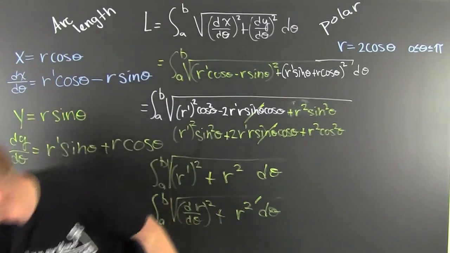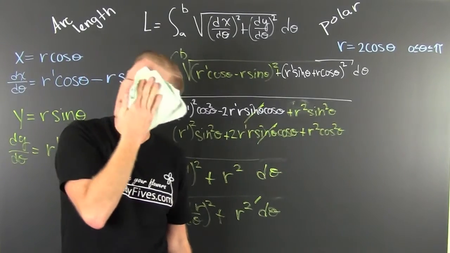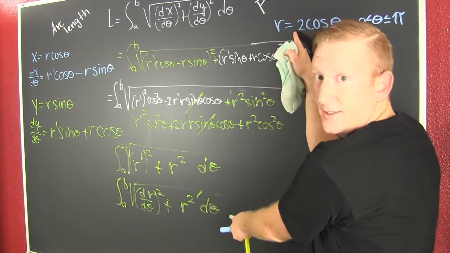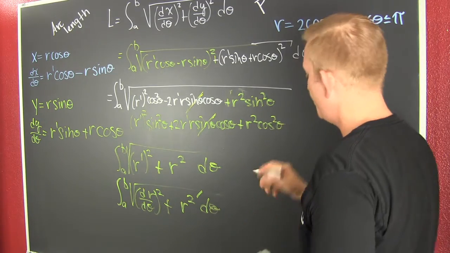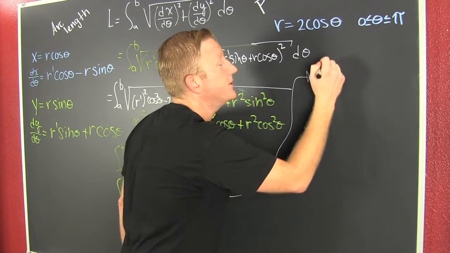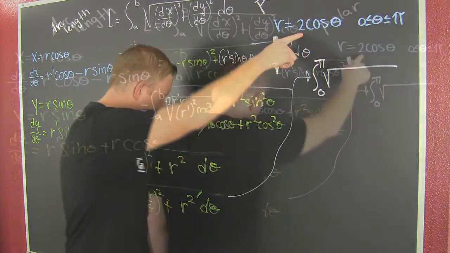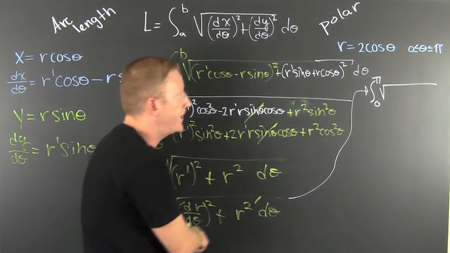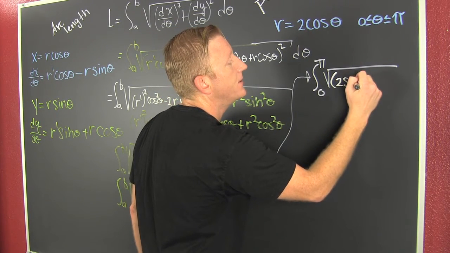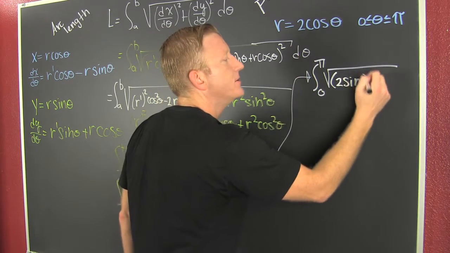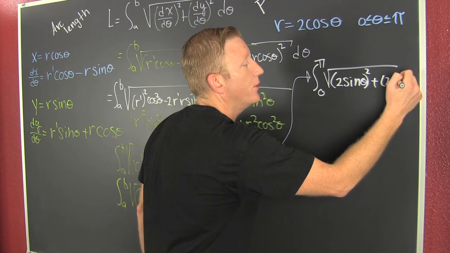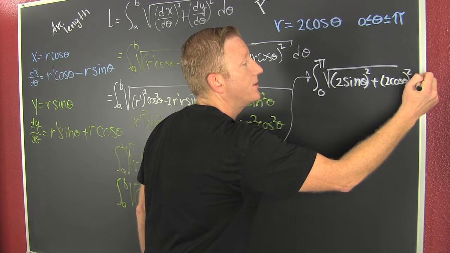Now, let's get to an example. I'm looking at the integral from 0 to pi of this. I'm looking at the derivative of r with respect to theta. The derivative of this with respect to theta is 2 times the sine of theta, since the derivative of cosine is negative sine. Plus this squared, 2 times the cosine of theta squared, d theta.